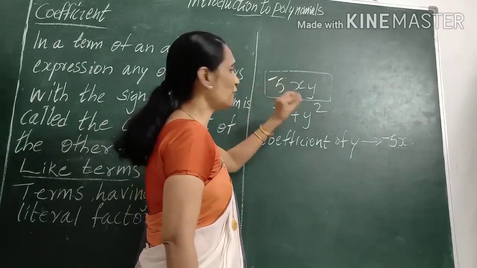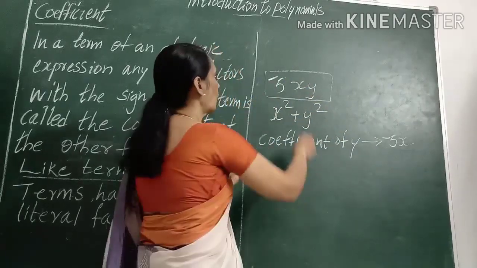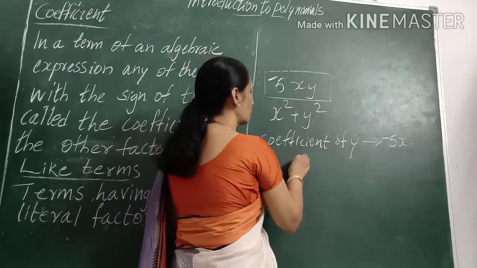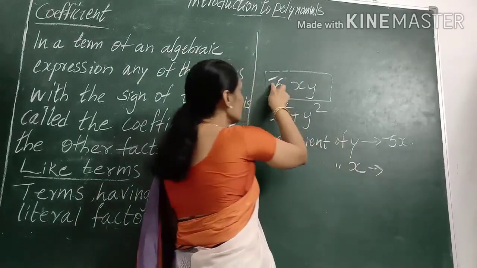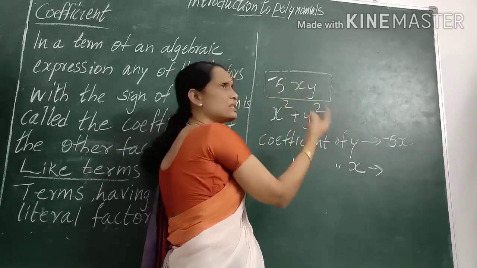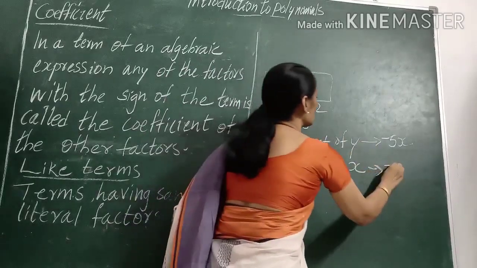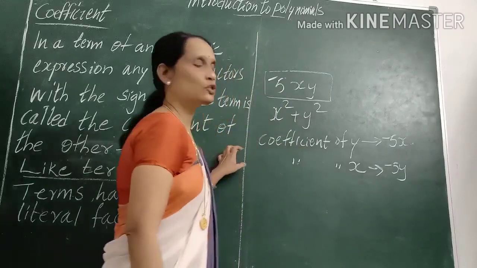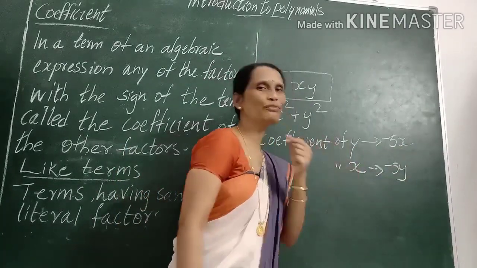So the other factors with the x is called the coefficient of x. So the coefficient of x is, you must be very particular to put the sign. Plus means plus, otherwise minus. Plus means no need of showing now. Minus 5y. So minus 5y is the coefficient of x.